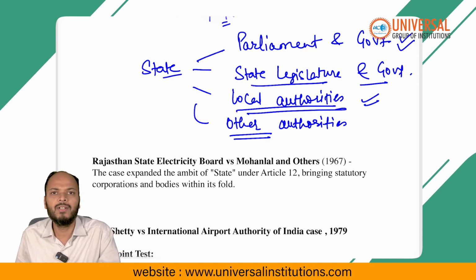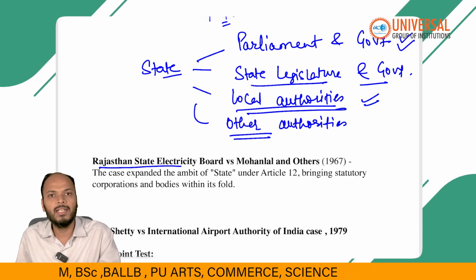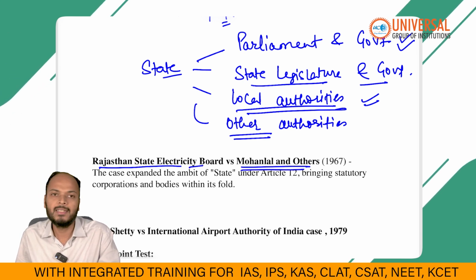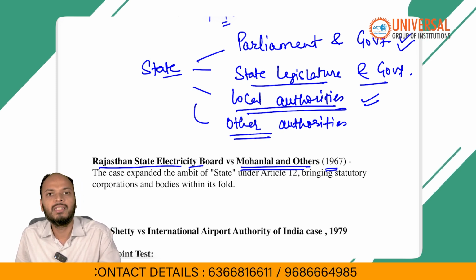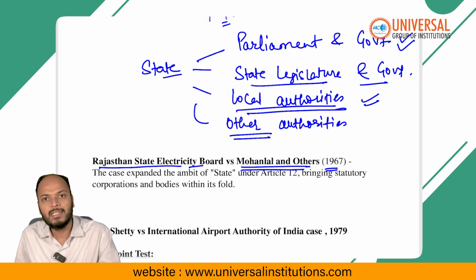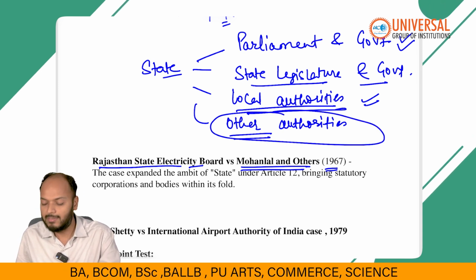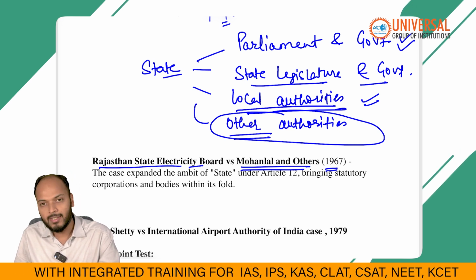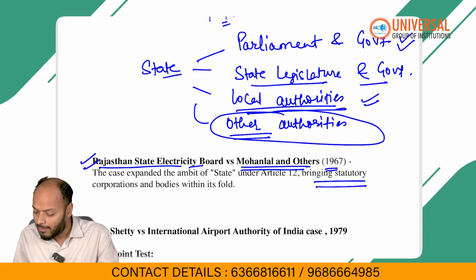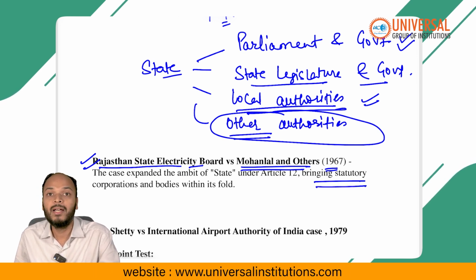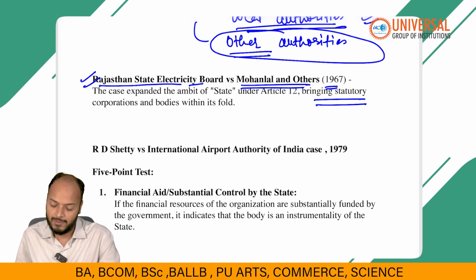Firstly, this question was taken up by the Supreme Court in a case called Rajasthan State Electricity Board versus Mohanlal and others, 1967. In this case, the question in front of the Supreme Court was whether the State Electricity Board of Rajasthan can be considered as a state under other authorities under Article 12. Here, the Supreme Court said that because the State Electricity Board has been created by a statute, by a law passed by a state legislature, it will also be considered as other authority under Article 12.